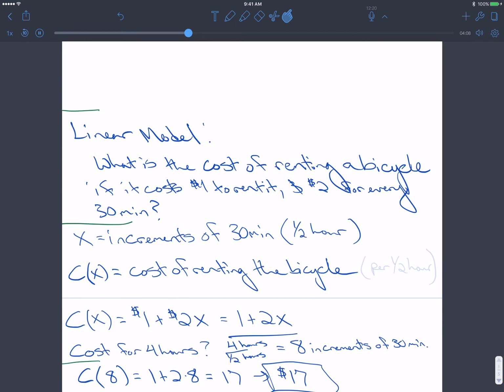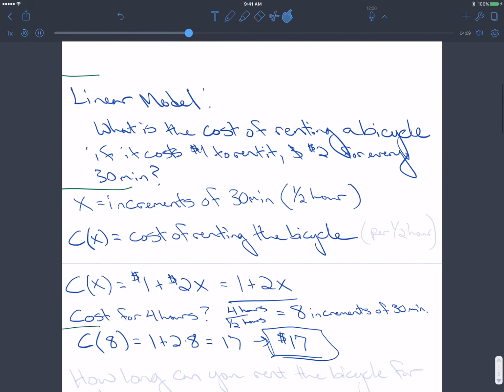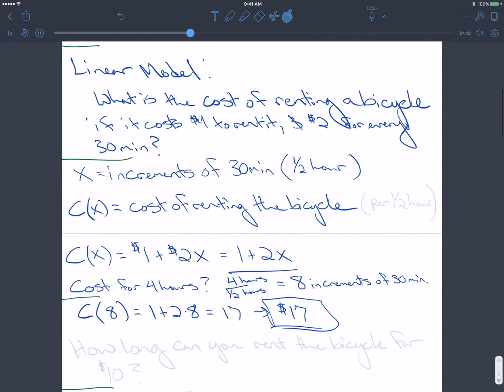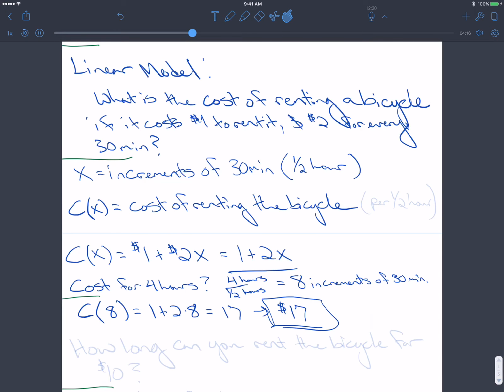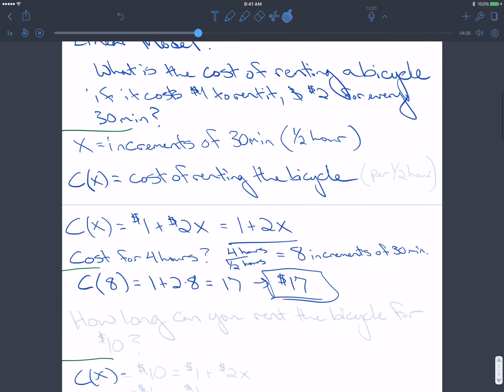An alternative question you might ask is, how long can you rent this bicycle for $10? In this problem, you are actually going to be doing the opposite. You're not plugging into the function, you're solving for what value of x is going to get you an output of $10. So when is my cost equal to $10? Now, c of x, I can just put here on the right-hand side, right? That's $1 plus $2 times x, so that I have my units in the equation already.